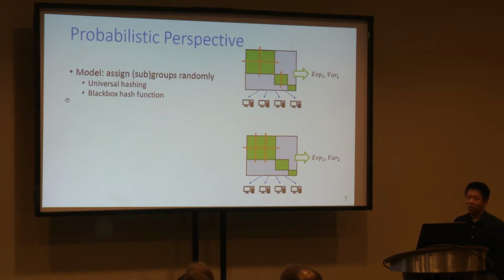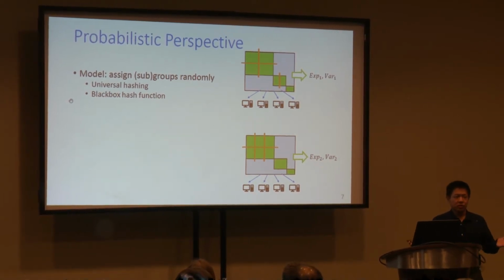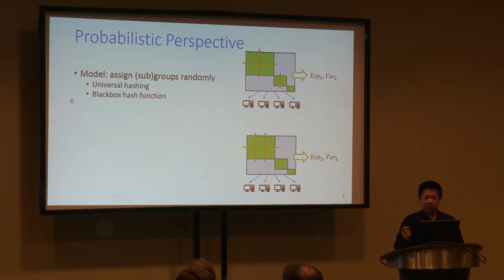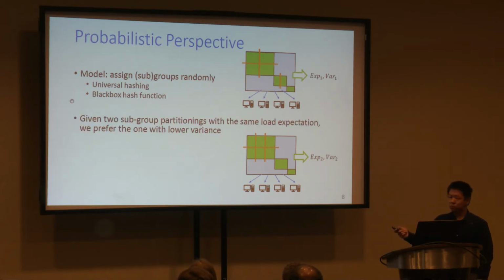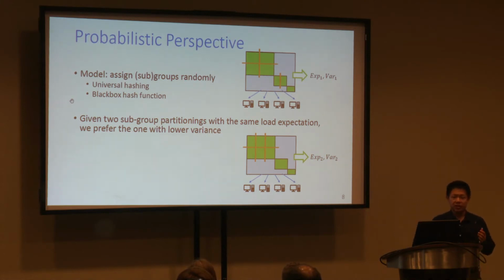Let's see how we approach this problem. We take a probabilistic perspective. Think of the groups and the subgroups as being assigned to the machines randomly. Now let's look at the load on each machine. The load on each machine is a random variable, and it has expectation and variance. Given two subgroup partitionings with the same load expectation, we prefer the one with the lower variance, because in general, lower variance means better load balance.